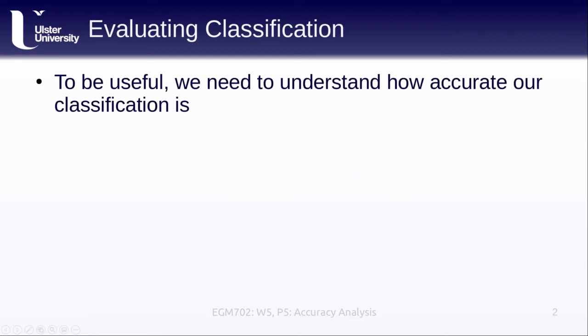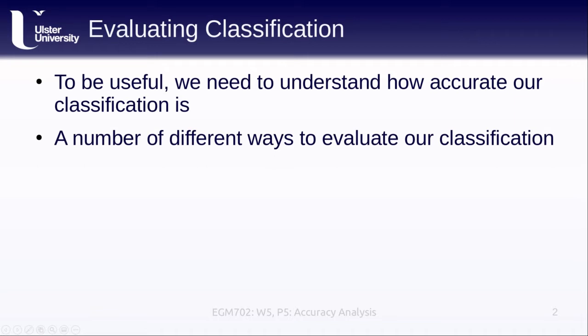To be useful, we need to have an understanding of how accurate our classification is. Any classification will have errors, but whether we can trust the results and whether we can use them to draw conclusions about what it is that we're studying depends on being able to quantify these errors. We have a number of different ways that we can use to try to evaluate a classification.